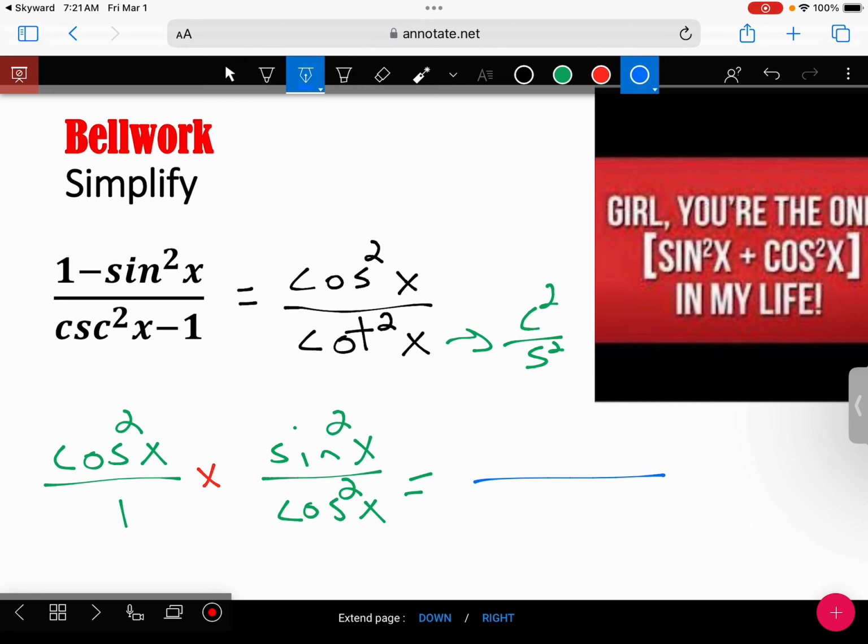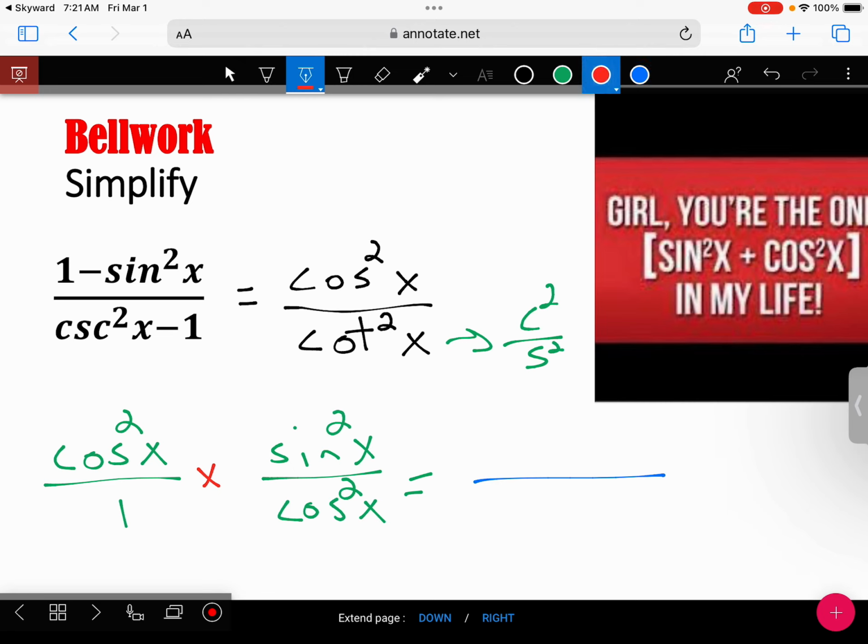So we would have cosine times sine squared over cosine squared. What's going to cancel? Yeah, there's a cosine upstairs and downstairs. They're going to cancel each other out. So then it's just going to be sine squared over 1. I'm not even going to write it as a fraction. Our final answer would just be sine squared x.